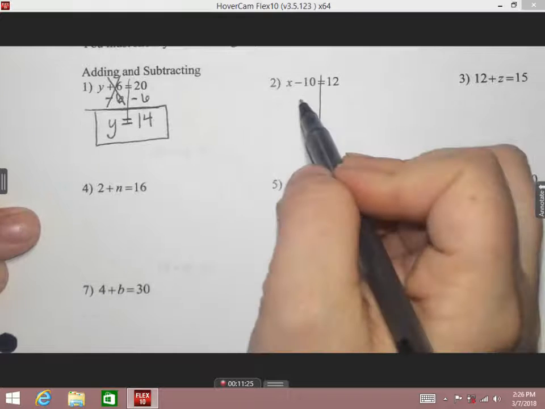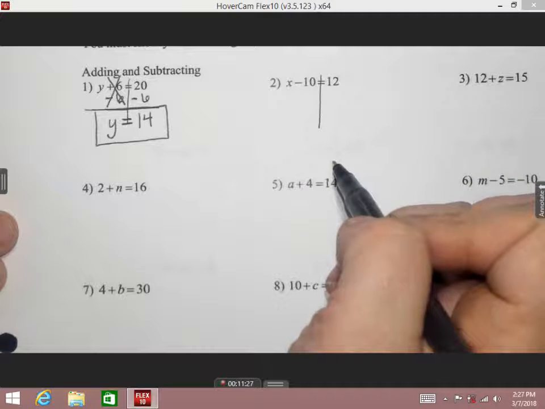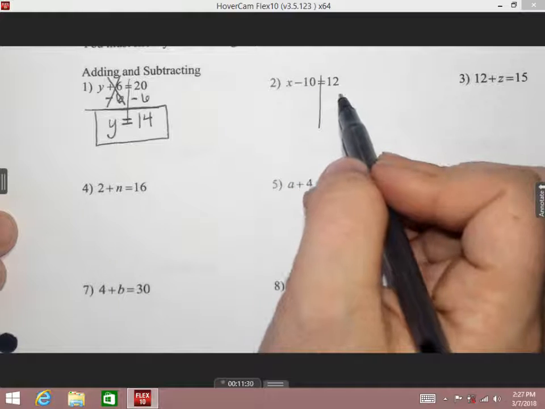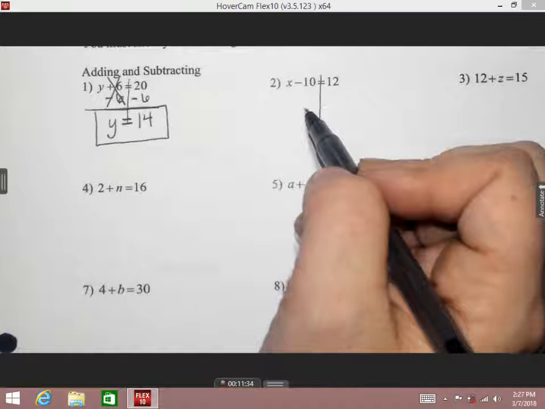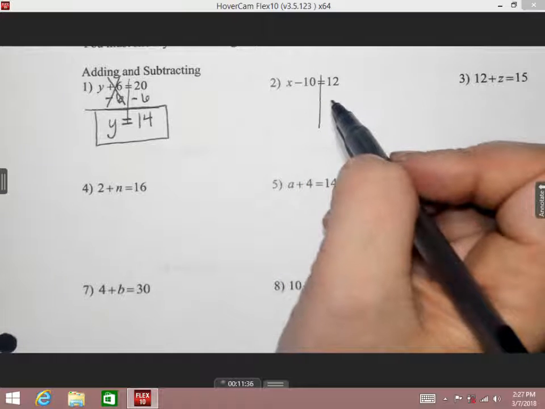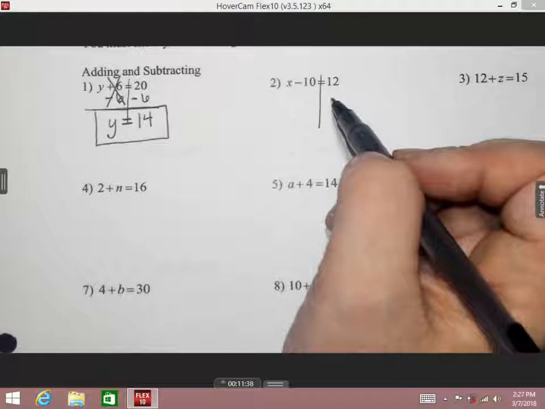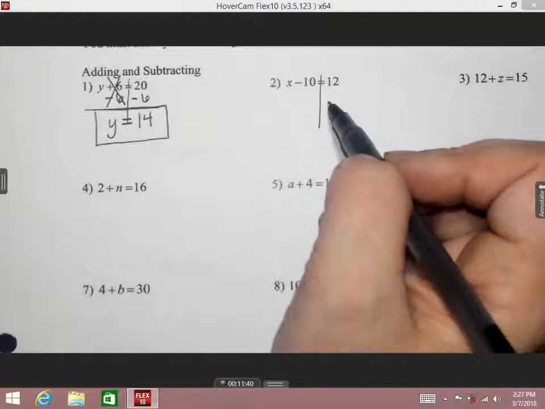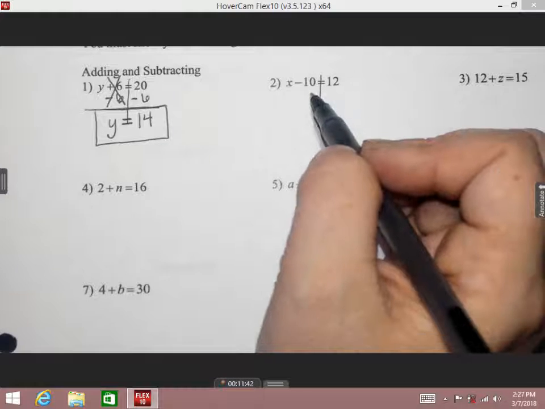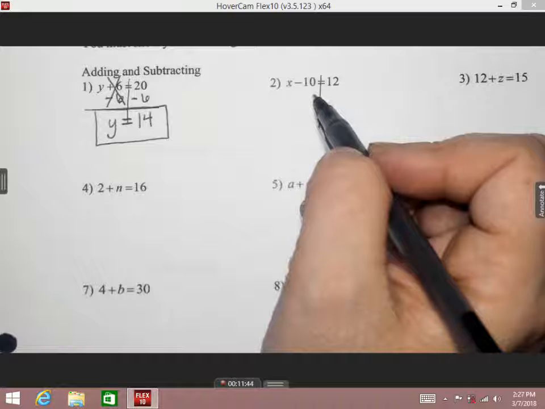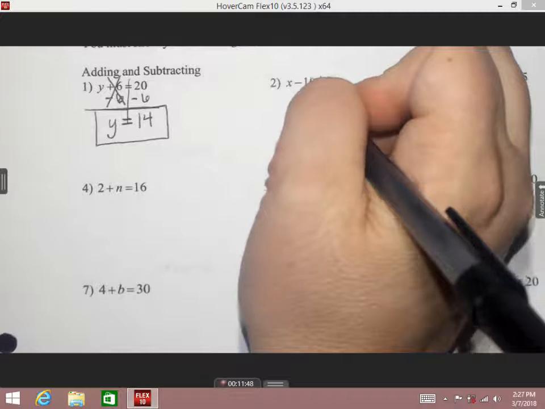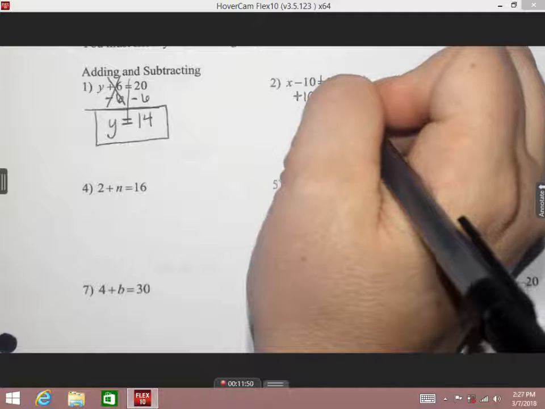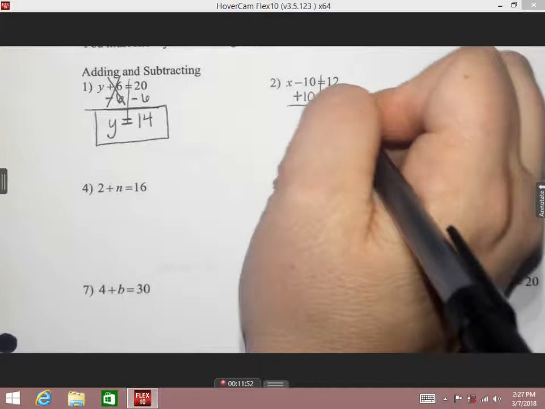It says x minus 10 equals 12. I've already split it. On the left side where we have x, is x by itself? No. What is with my x, Mark? A minus 10. What is the inverse of minus 10, Lily? Plus 10. So I'm going to do that to both sides. We have to do that to both sides.